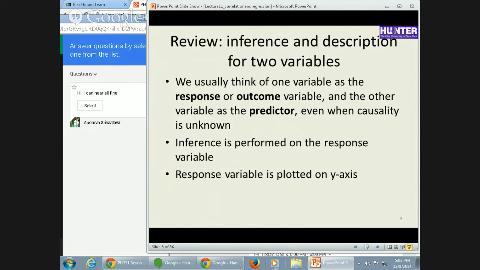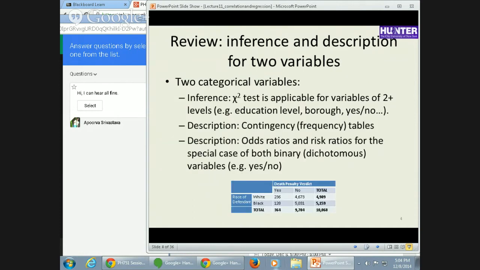But it's a bit of a different context in that it's not just an association between two variables. In regression, we're using one or several variables to predict the other variable. When we plot these, the predictor is on the x-axis, the response is on the y-axis. We can predict things about the response variable, and we can also infer things about the coefficients of the x variables. So just to summarize some of the stuff we did already last week, for two categorical variables, so race and the death penalty.